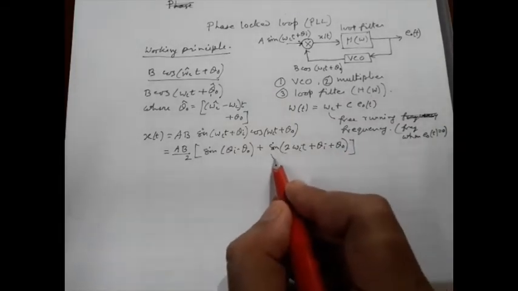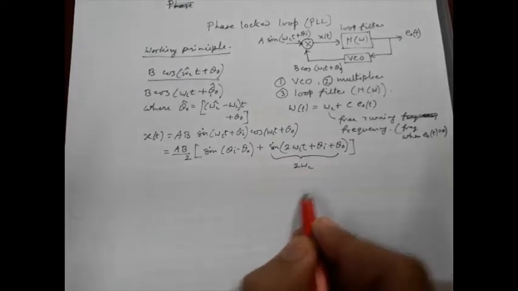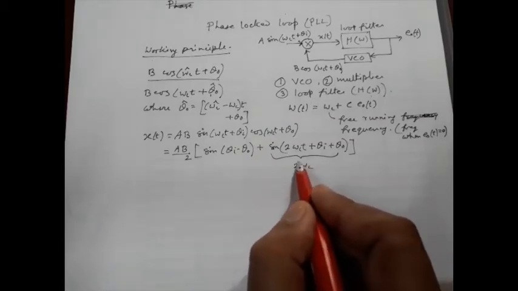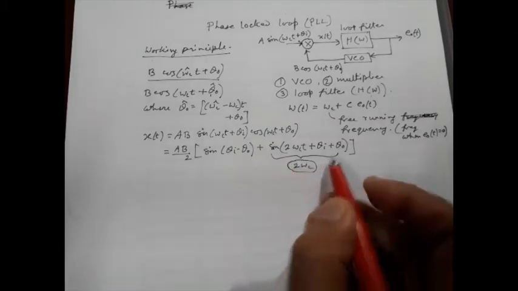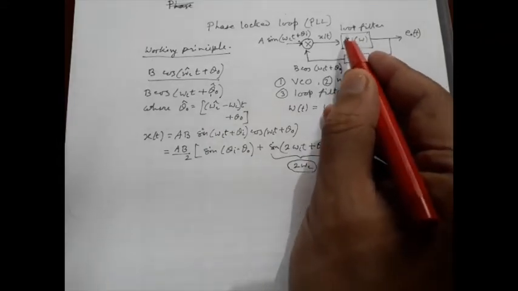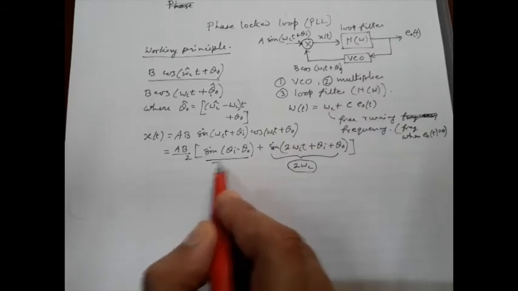The frequency of this last term is twice omega c. So obviously this high frequency component will be suppressed by this loop filter, and the loop filter will allow only the lower frequency part, this one.